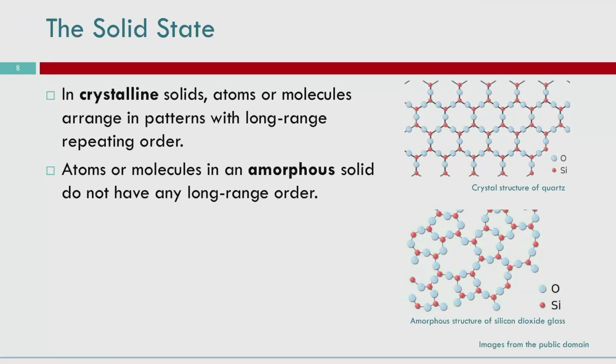We've got two types of solids, broadly speaking. We've got crystalline solids that form crystals, and they have long-range repeating order. So there's a repeating pattern to the shape that they make.